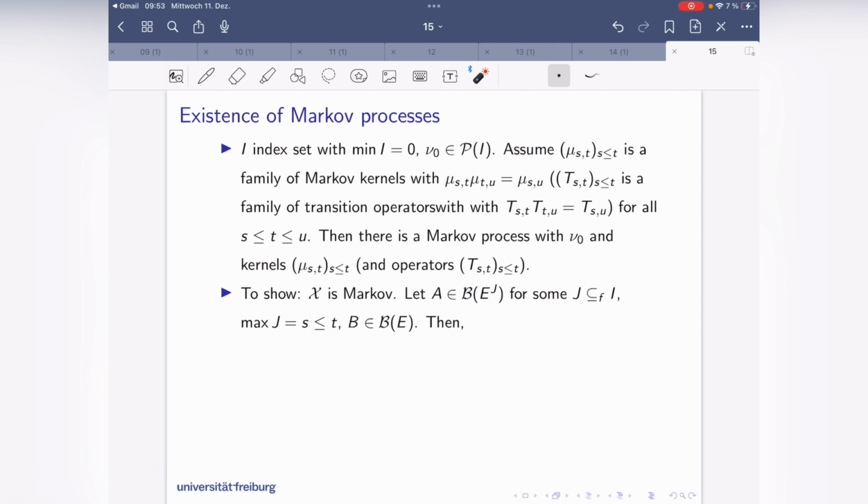And how do we show that something is a Markov process? Well, we need to see if the property holds, that conditioning on Fs or on Xs is really the same. And how do we do this?